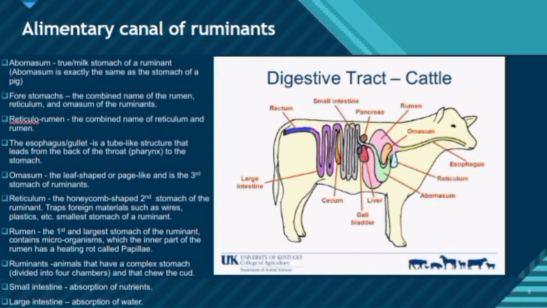A ruminant has a complex stomach. It has been divided into four stomachs. And the non-ruminant only has a simple stomach, which is one stomach, monogastric.